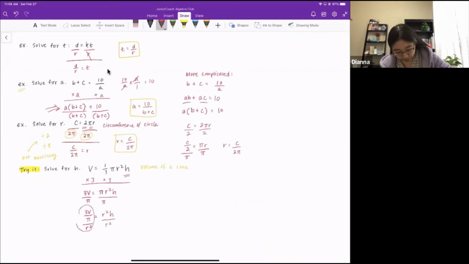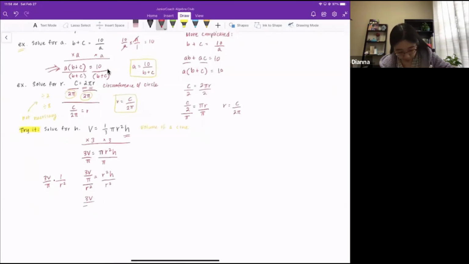So this is kind of complicated. This looks a bit funky. So what does this actually mean? That means we're multiplying by 1 over r squared. Remember, when we're dividing by something, we're always multiplying by 1 over that quantity. So this actually equals 3v over, I'm going to scroll down a bit, pi r squared equals h. So this should be the answer that you should have gotten. And of course, you can skip steps to get this, or you can do more steps. It will ultimately lead you to the same exact answer.